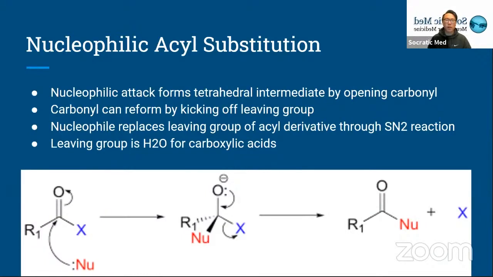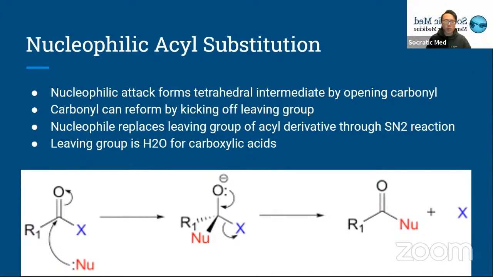This is when nucleophilic attack by the nucleophile forms a tetrahedral intermediate that opens the carbonyl. And the carbonyl can reform again by kicking off the leaving group if it is a good leaving group. So the overall reaction is the nucleophile replaces the leaving group of the acyl derivative through an SN2 reaction. And for carboxylic acids, the leaving group is a water molecule.